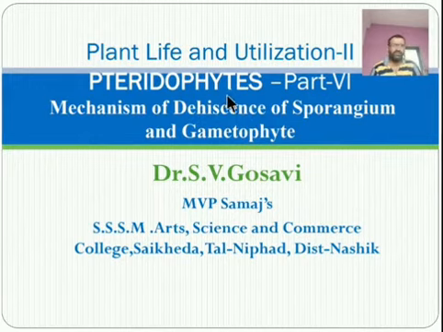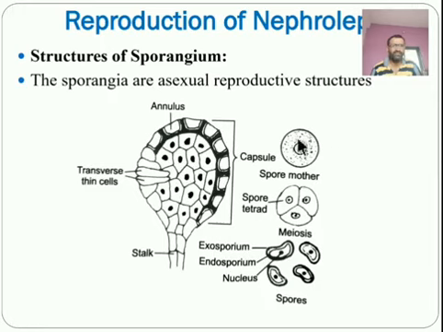This is our sixth part of this topic, Pteridophyte. In this part, we will learn about the mechanism of dehiscence of sporangium, how the sporangium dehisces, and the gametophyte. Let us see one by one. In the last lecture, we learned about the structure of sporangia.